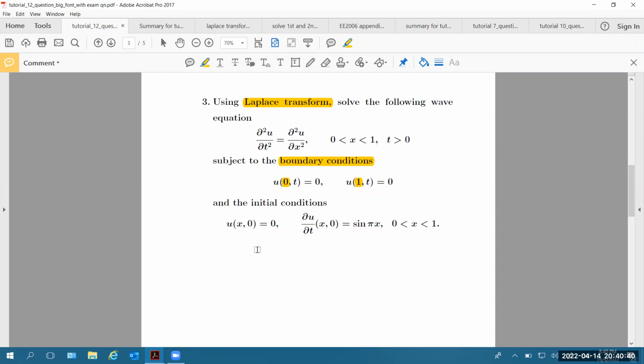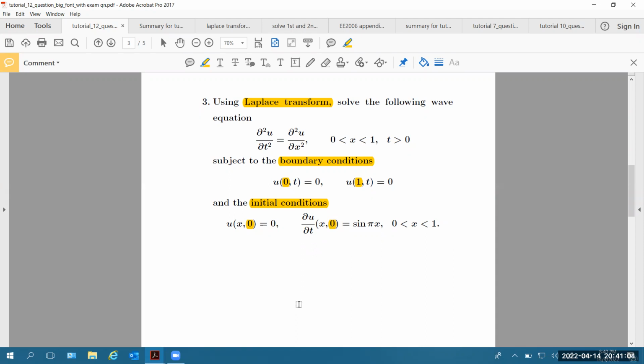We also have these initial conditions. What's the meaning of initial? Initial means the time is 0. So that's why you see here u(x, 0), time is 0. And then this one is del u del t, differentiate with respect to t, and then you substitute t as 0. So that's also an initial condition.